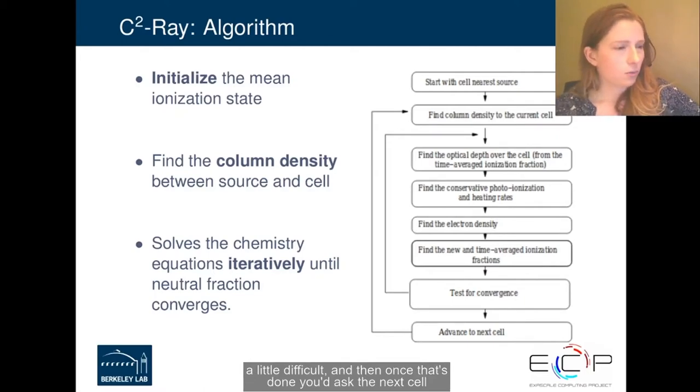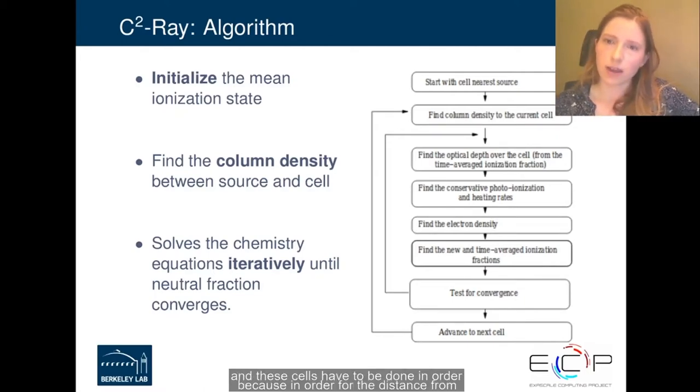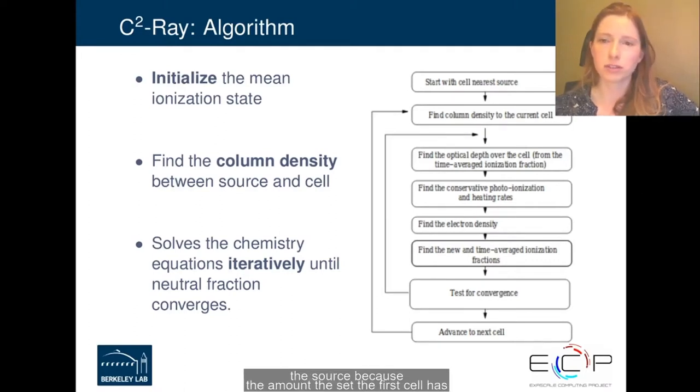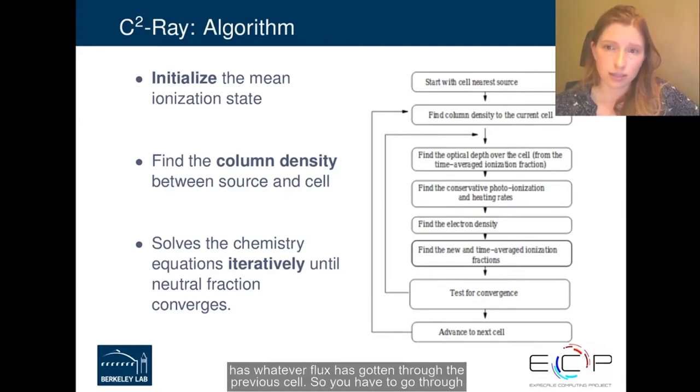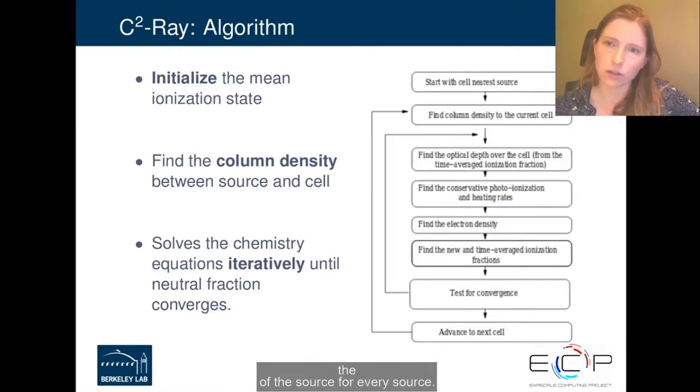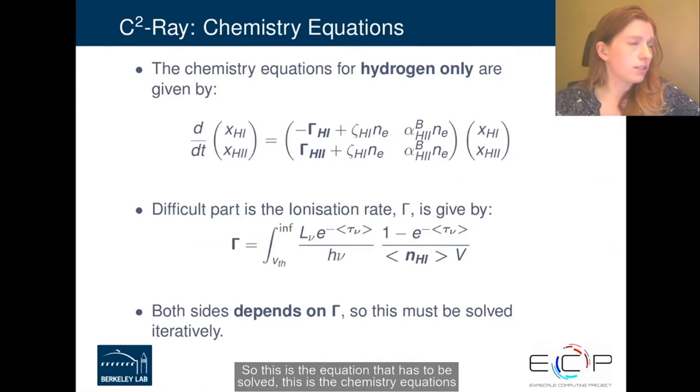And then once that's done, you advance to the next cell, and these cells have to be done in order of the distance from the source, because the first cell has the total flux from the star, and then the next cell has whatever flux has gotten through the previous cell. So you have to go through, and it has to also be done in each of the eight directions coming out of the source, for every source. So this is the equation that has to be solved.